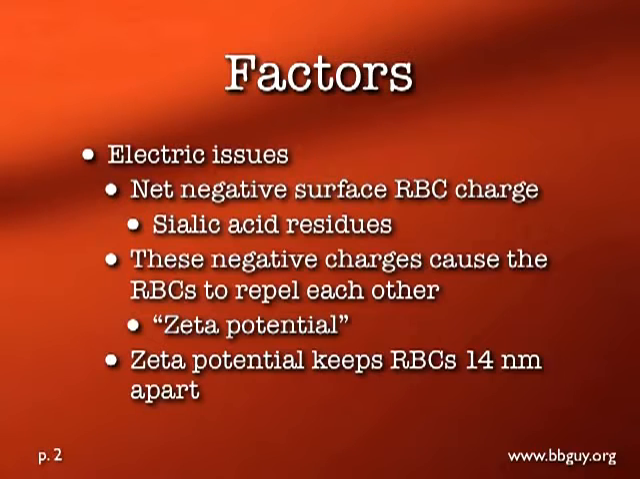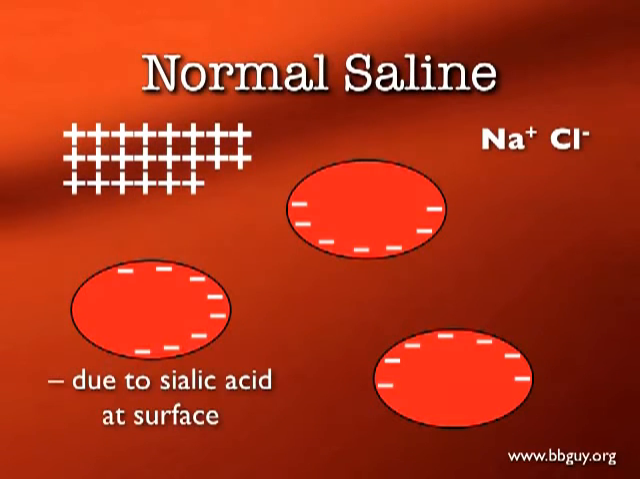Zeta potential applies when two surfaces are both negative, and it also applies when they're both positive, that you'll see in just a second. Here's kind of how that looks. If red cells are suspended in normal saline, remember the red cells have that negative surface charge due to sialic acid at the surface. In normal saline, you've got a lot of sodium ions floating around, and those are the pluses in the top left of the screen.